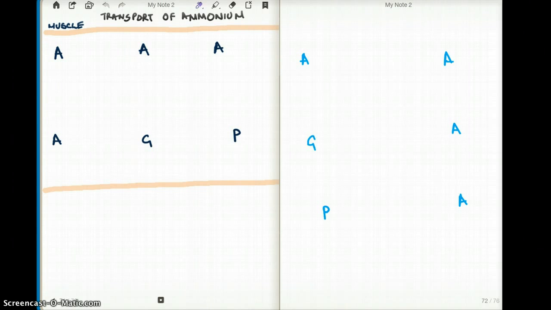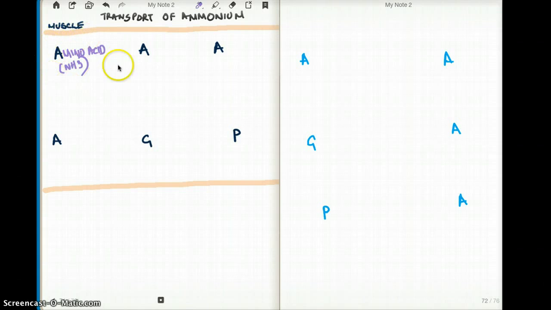So remember how the protein catabolism had the AST and the ALT. So there were lots of A's in there. So what I did was I put 3 A's on top, and in the second row I put AGP, and you'll see exactly why I'm doing that. So that's going to be our amino acid. Our amino acid is going to contain the ammonium.